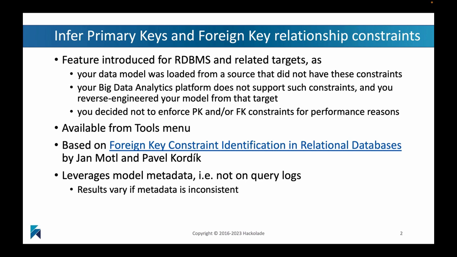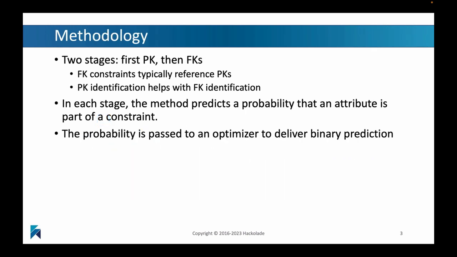It's important to understand that this approach is based on academic work by Jan Mottel and Pavel Kordik, but this is all based on model metadata. For example, it's not based on query logs and stuff like that. So if the metadata is inconsistent, then you may or may not get great results with this approach. So the methodology that we're using here has two phases. The first phase, or the first stage, is when we identify the primary keys of your entities. Why? Because then, when we, in the second phase, identify the foreign keys, and therefore the relationships, the constraints that go with that, we can actually leverage those PKs that have already been identified. Primary key identification helps us with foreign key identification.